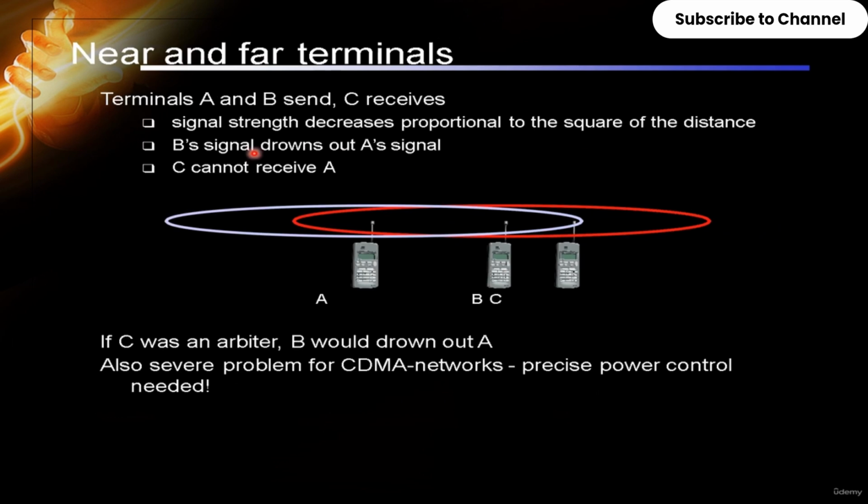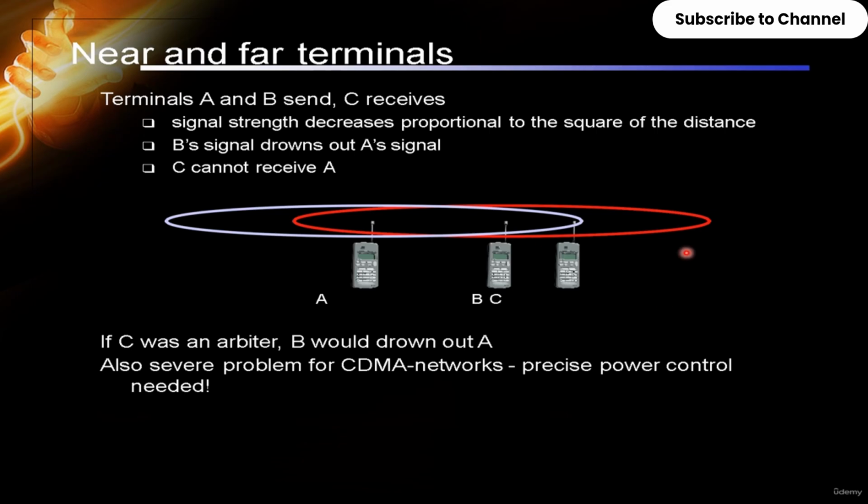Another problem is known as near and far terminals. Terminals A and B want to send to each other, and C receives it. Signal strength decreases proportional to the square of the distance. So this is the general scenario about the signal. B's signal drowns out A's signal, so C cannot receive A.